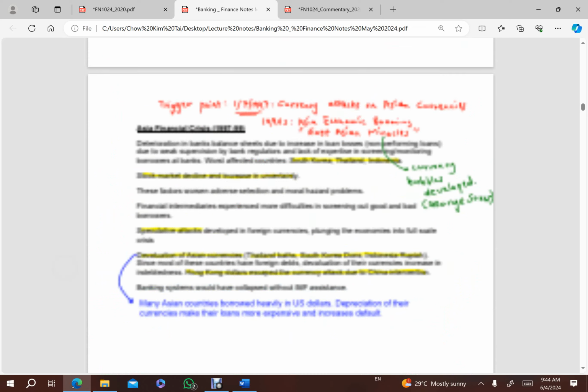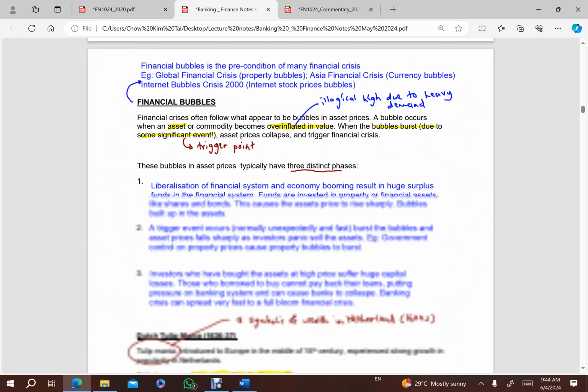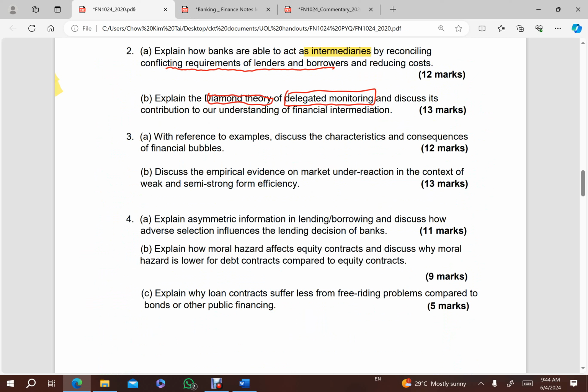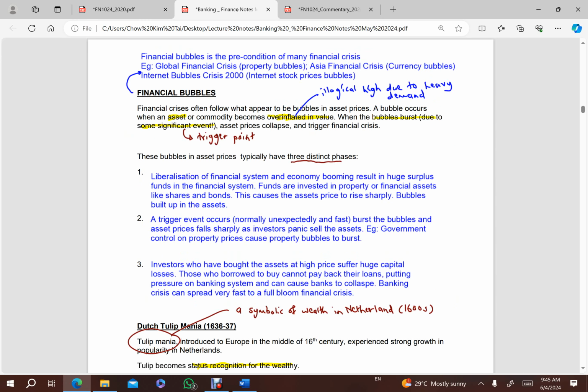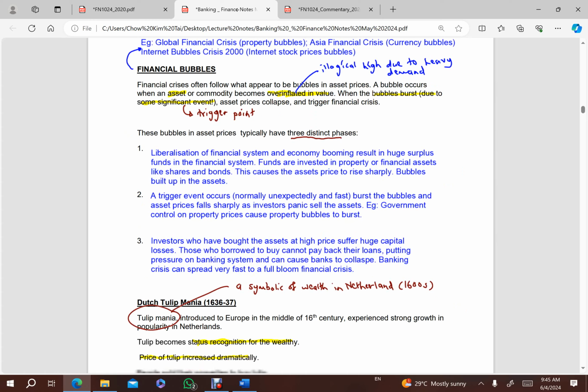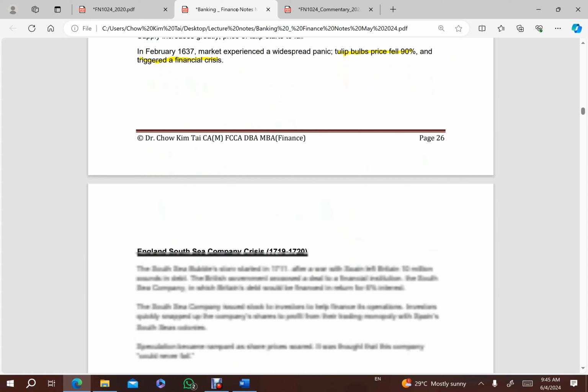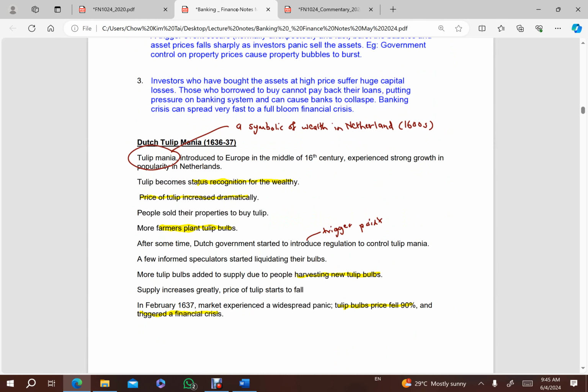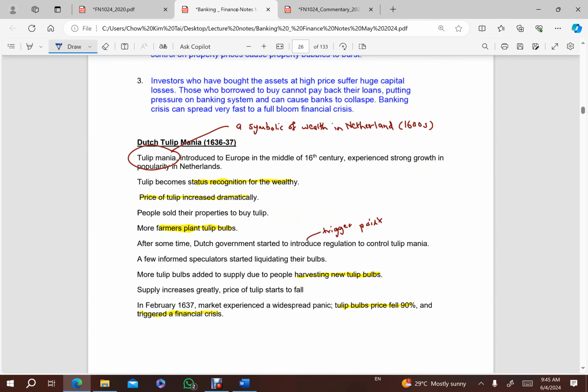Where is financial bubble? Here. Okay, so everything is here. Explain financial bubble, the 3 phases, right? Okay, then with example. So after you mention these 3 phases, you must give example. You can give example, just pick maybe to read mania if you want. Brief example, no need in detail, just briefly.